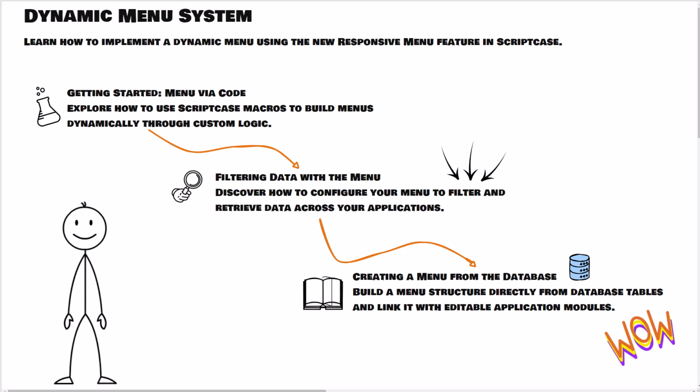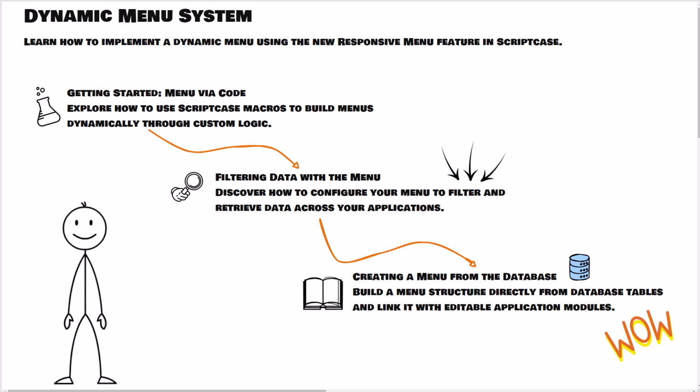But we will get started on how we can create a menu with just code. So this will be the code menu. We will be exploring how to use the Scriptcase macros and how to build menus with the macros themselves and with code. And you will then be able to dynamically loop through custom logic. So then we will be creating a second menu, which will allow you to filter your data with the menu. So we will be creating 3 different menus here, and that was number 2.